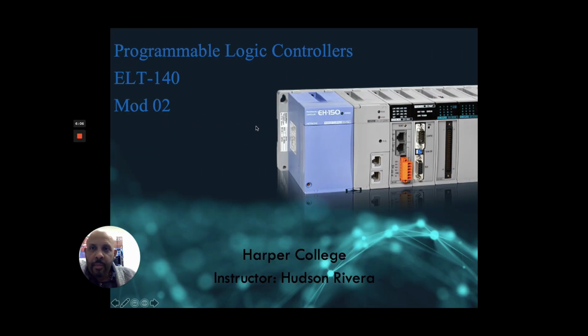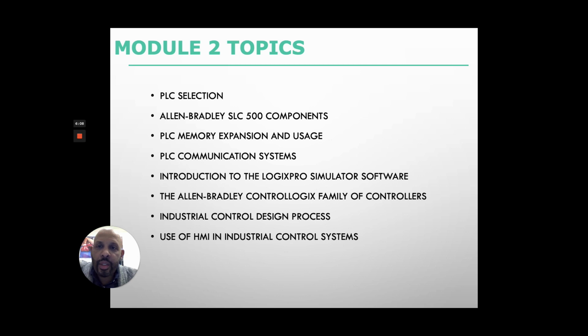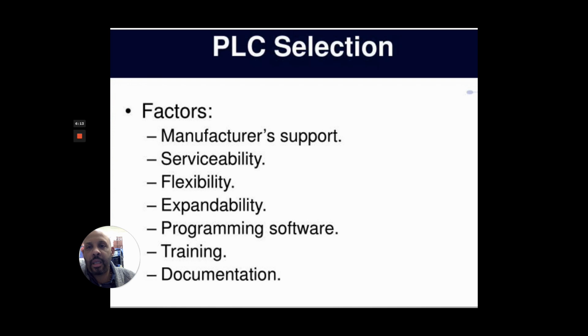Okay, so this is Module 2, and we're talking about how you go about selecting a PLC. It's important. You can see some criteria in this list here: manufacturer, flexibility, programming, software, training, documentation.